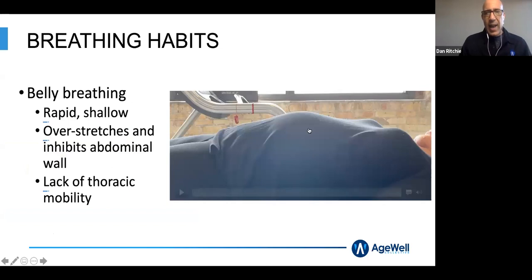This is a very common habit, and here's why it's not great to belly breathe. Belly breathing is not optimal breathing, because belly breathing generally occurs rapid and shallow. It overstretches and inhibits the abdominal wall, and the client isn't breathing through their thorax, their rib cage, so they have lack of thoracic mobility. The lack of breathing into the thorax limits thoracic mobility, and then not breathing into the thorax perpetuates thoracic stiffness. So it just becomes a self-perpetuating cycle.